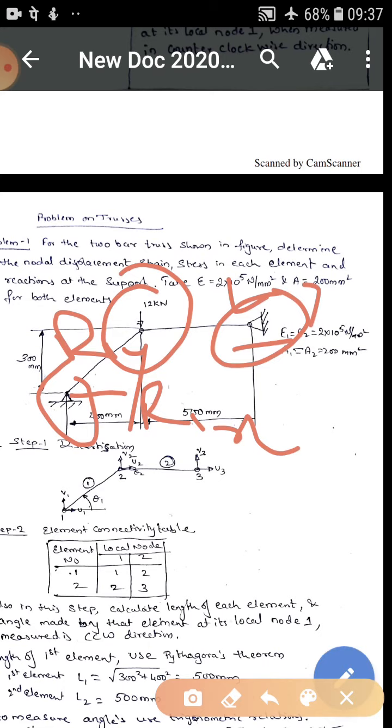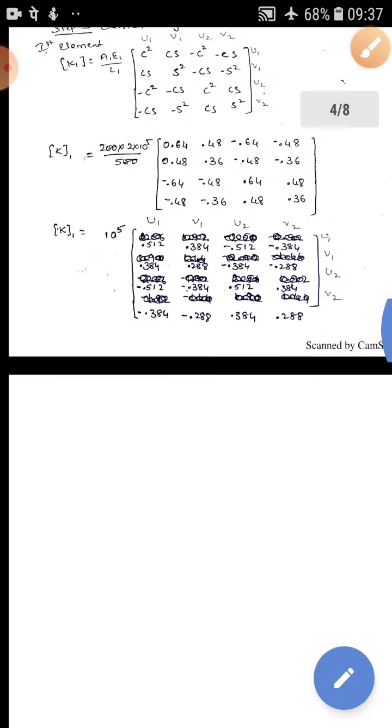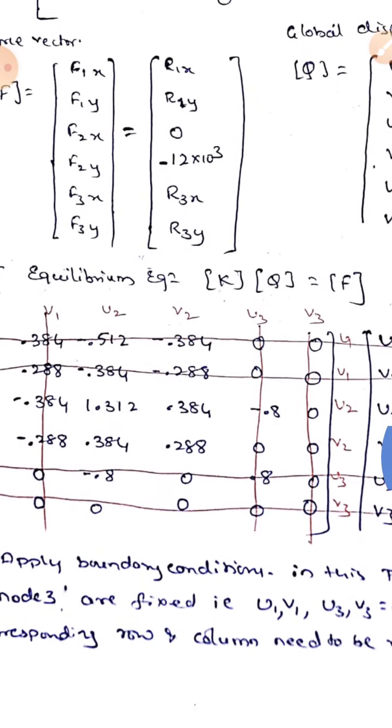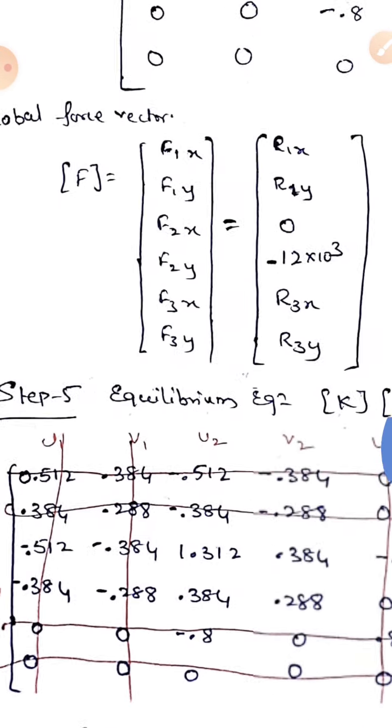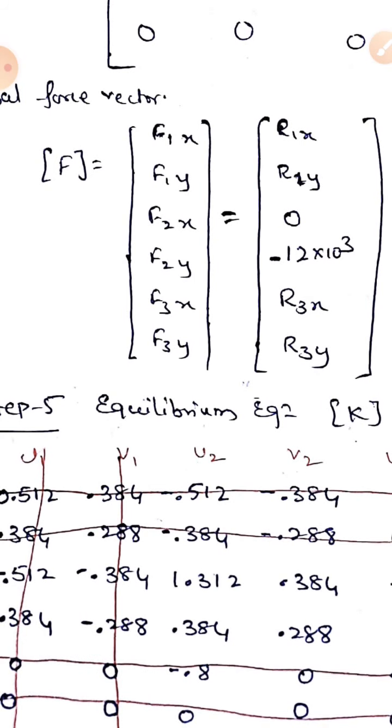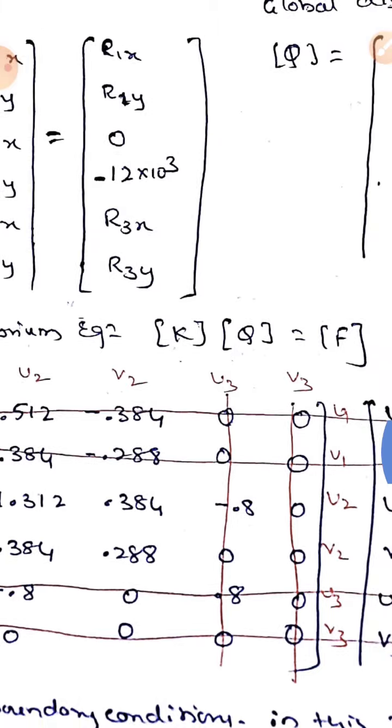R3x and R3y are similar reactions which are generated at node 3. For this reason, if I see my force vector, f1x, f1y, f2x, f2y, f3x, f3y, they are nothing but my global force vector: r1x, r1y, 0, minus 12 kilonewton, 12 into 10 to 3. F3x is nothing but r3x, that is the reaction generated. F3y is nothing but r3y, that is the reaction generated at that point.